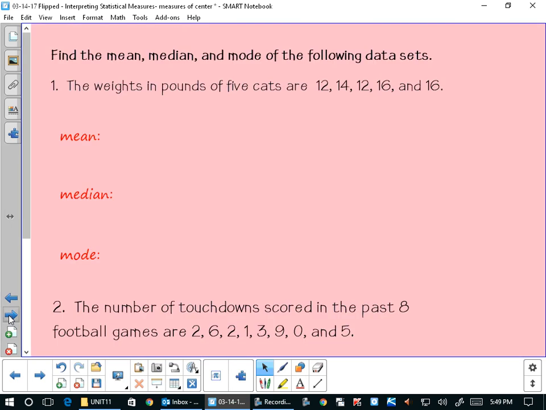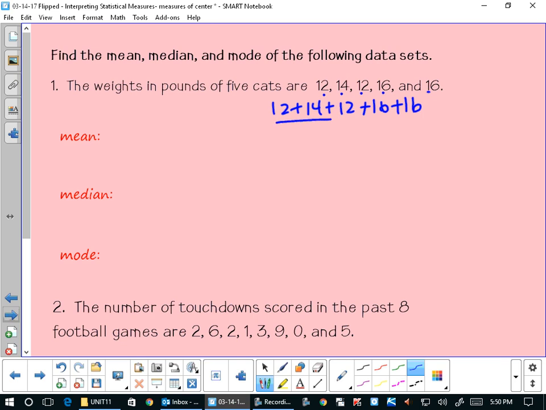All right, let's try a few more examples. Find the mean, median, and mode of the following data set. The weights in pounds of 5 cats are 12, 14, 12, 16, and 16 pounds. So let's find the mean. I'm going to add all of these up. And 1, 2, 3, 4, that's 5 cats, so I'm going to divide by 5.